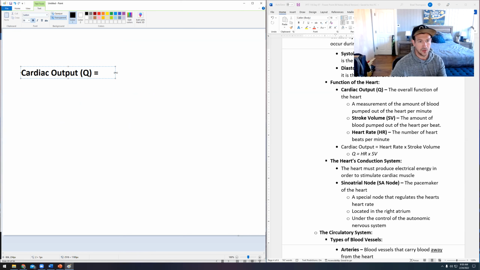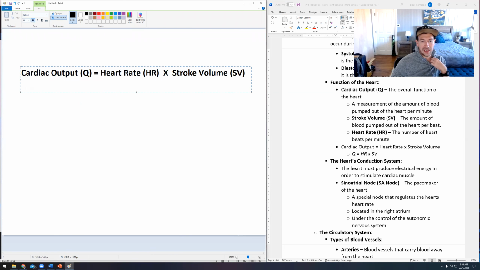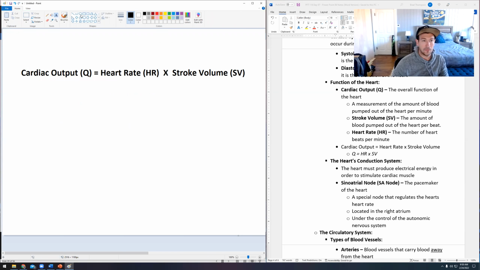Equals, that's rate, that's HR, times stroke volume, SV. So there's our little equation, right? Cardiac output equals heart rate times stroke volume.